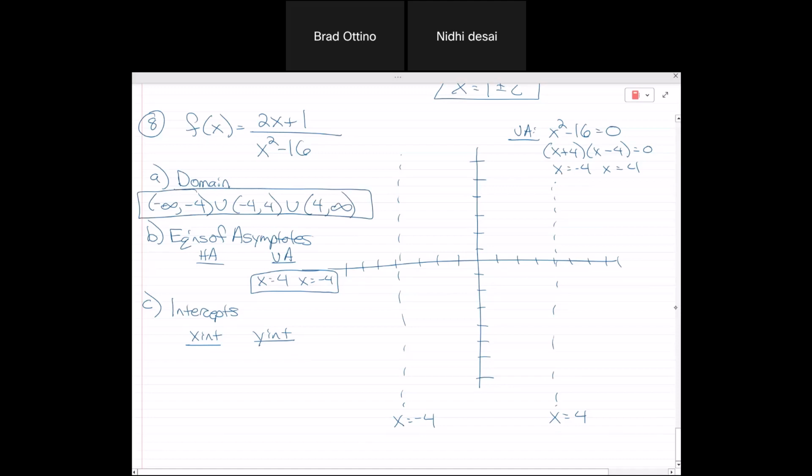Next thing we're looking for is the equation of the horizontal asymptote. Well, when we talked about finding the horizontal asymptote, we said we have to look at the degree of the numerator and the degree of the denominator. And the degree on top is smaller than the degree on the bottom, which means we have a horizontal asymptote when y is 0. We'll go ahead and draw a horizontal asymptote like that.